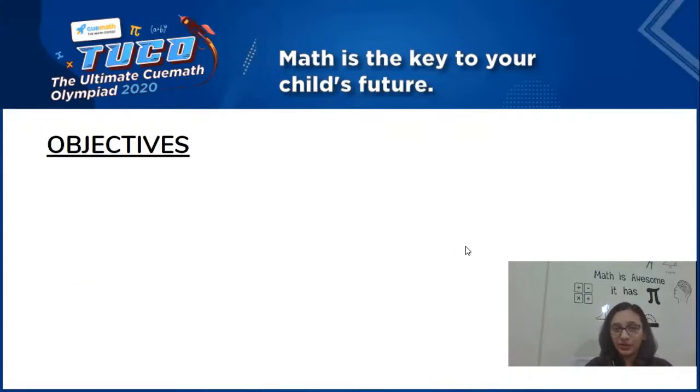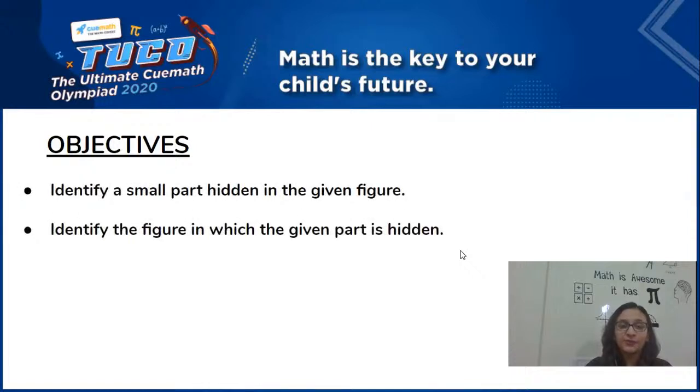With this, we come to the part of objectives. So there are two objectives based on which we'll have the questions, the problems which we'll be solving. The first one says: identify a small part hidden in the given figure. So you have to identify a hidden part in the given figure. The second one is: identify the figure in which the given part is hidden.